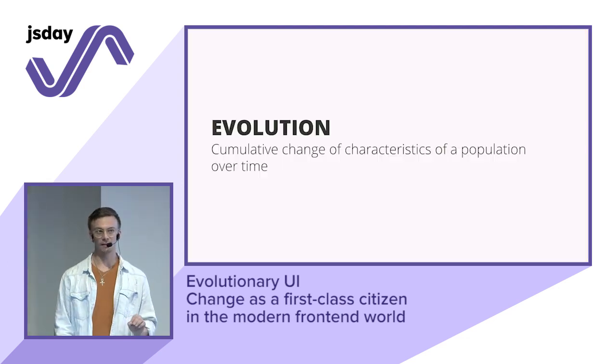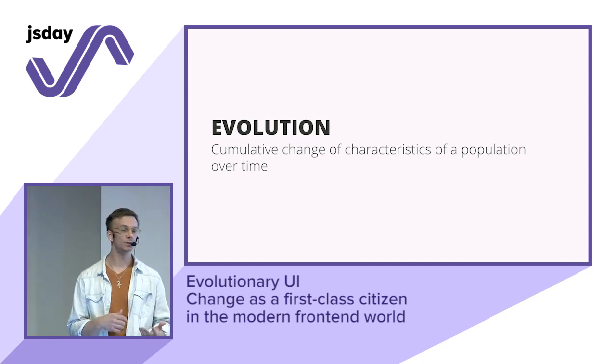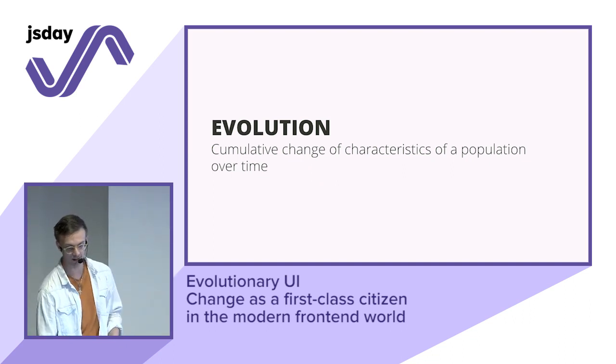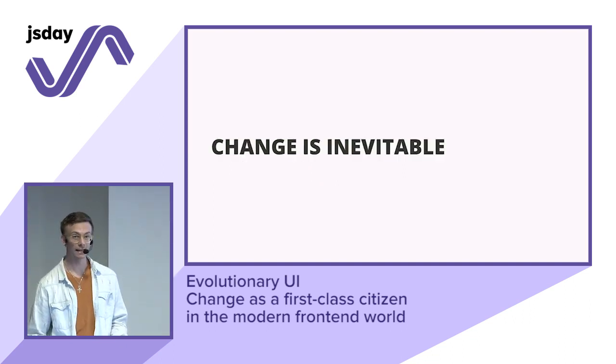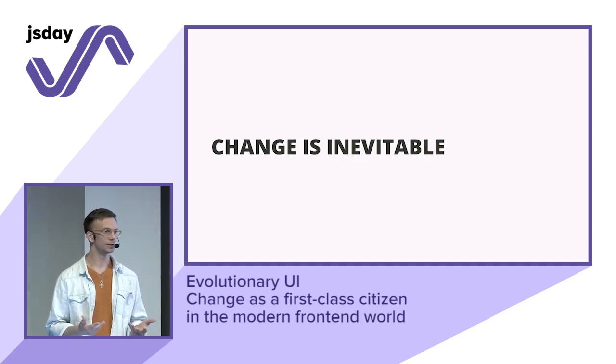So I'll take a really short diversion to refresh you on your high school biology. Evolution in biology is the cumulative change of characteristics in a population over time. And I think the most interesting lesson in biology is that you cannot stop evolution. It's inevitable. It happens based on the current forces that exist in an environment.